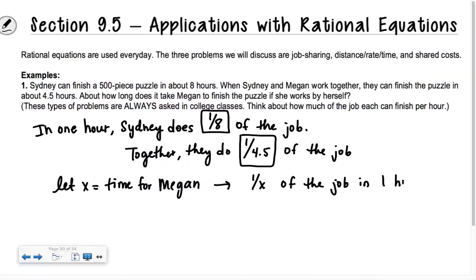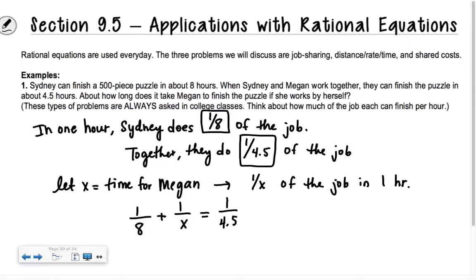When we set this up, Sydney does 1/8 of the job, Megan does 1 over x of the job, and together they do 1 over 4.5 of the job. So it's Sydney plus Megan equals together. Does that make sense how we set these up?